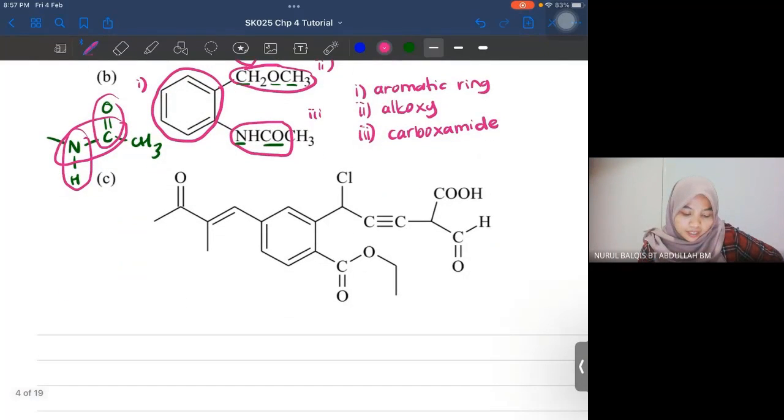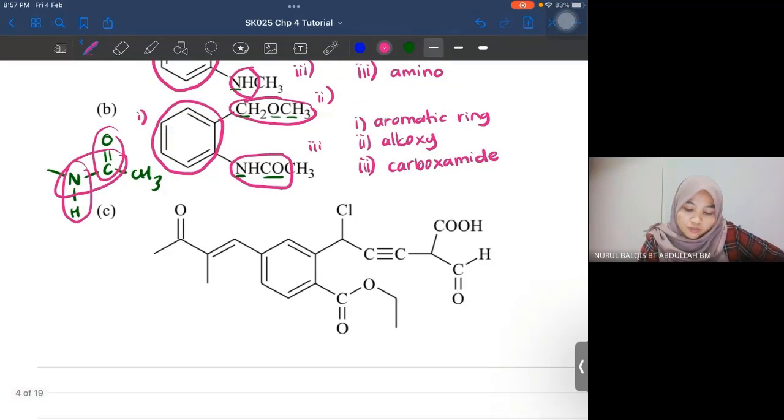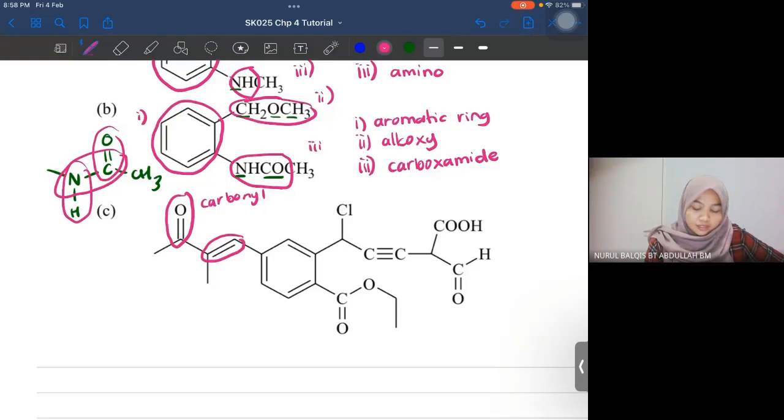Structure C ni we got a number of functional groups, more than 3 I guess. So let's start from the far left. Okay, from the far left, what is the name of this functional group? Carbonyl group. And then next carbon attached to it, we have, what do we call this? Carbon double bond. Kena cakap carbon double bond tau, jangan double bond je. That's how you name the functional group.